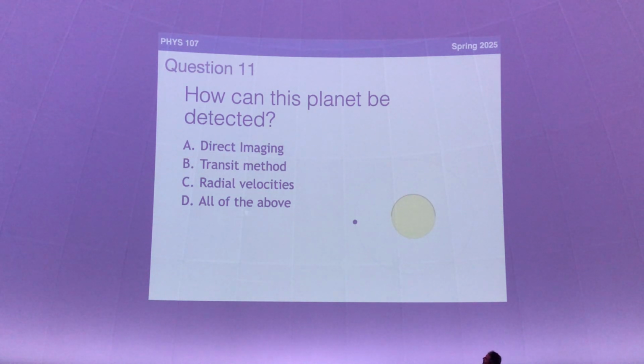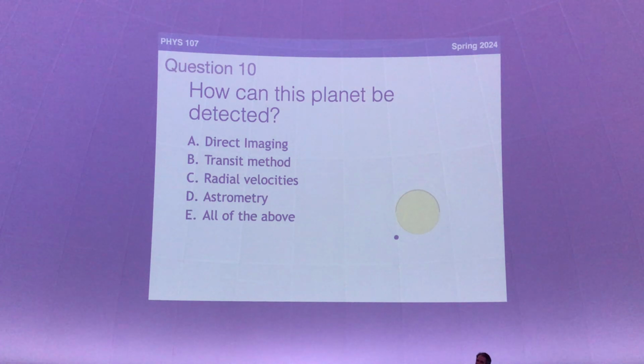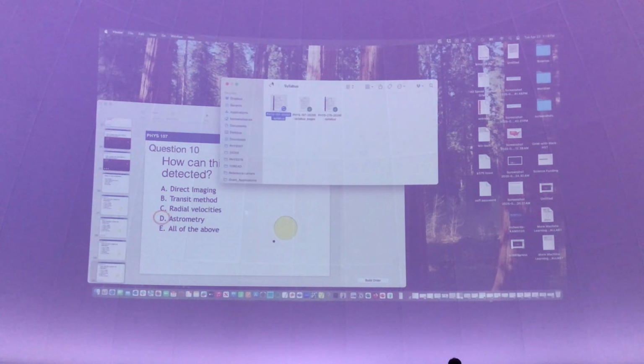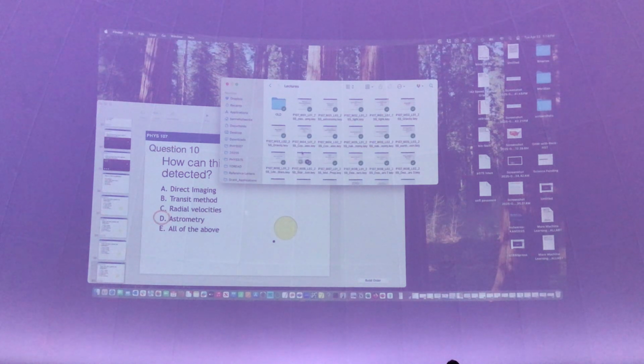Sorry, back to the last one. I'm just confused. What's the difference between astrometry and radial velocity? What's radial velocity? Because I thought it was if you're looking at it from the top view. Radial velocity is along the radius. Okay, no, this is fine. That's exactly what I wanted. So I'll find the slides for that in a second.